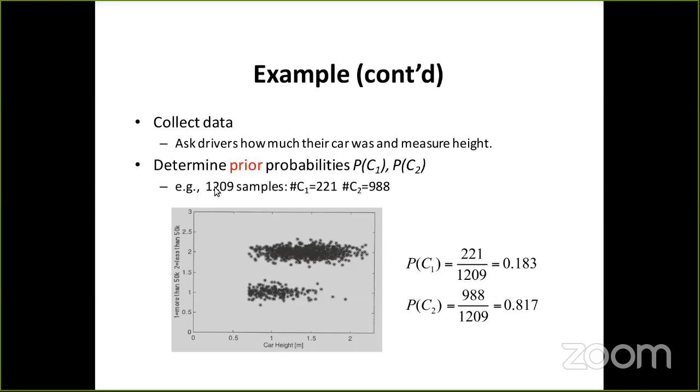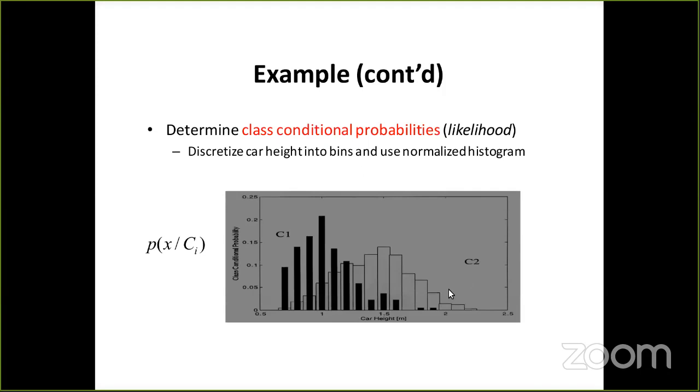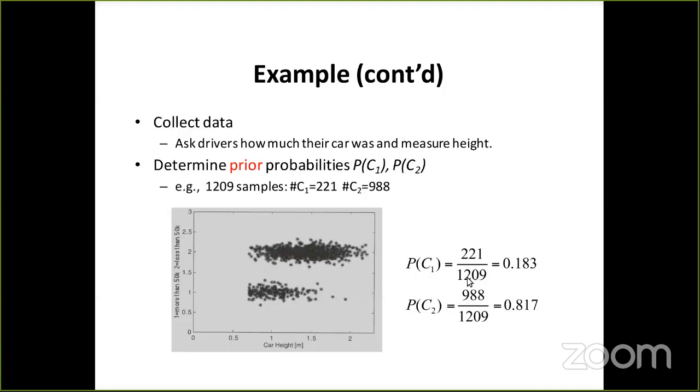We talk with a lot of drivers, and we find out that 221 of them had cars which were expensive, and 988 of them had cars which were not expensive. Then we can get the prior probability of an expensive car. That is the number of expensive cars divided by the total number of cars. Likewise, we can compute the prior probability of an inexpensive car, which is the number of inexpensive cars divided by the total number of cars. And so we found the prior terms.